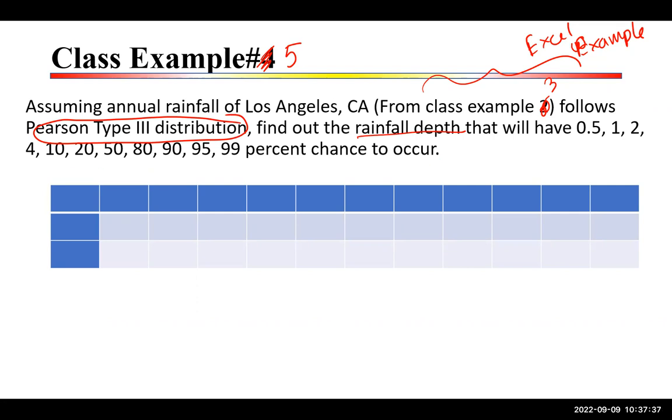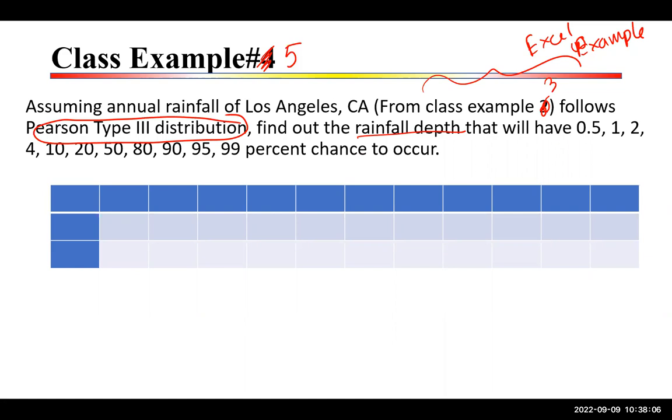Okay, so since we have a data set, we know the distribution type. Is there any way we can find the rainfall depth? What do you think? What should be the approach? Is there any way we can work on this? So we are actually doing some sort of frequency analysis, right? And we know the distribution type.